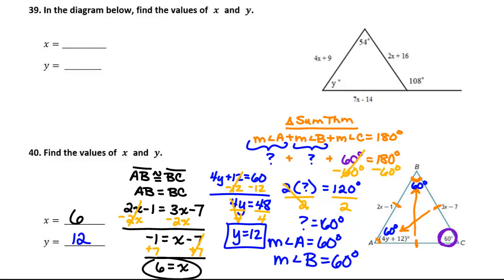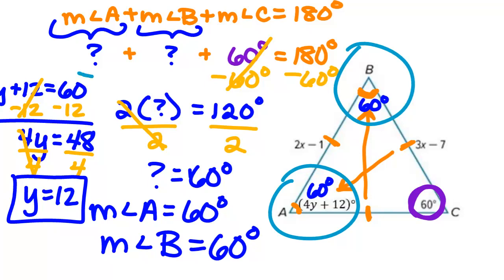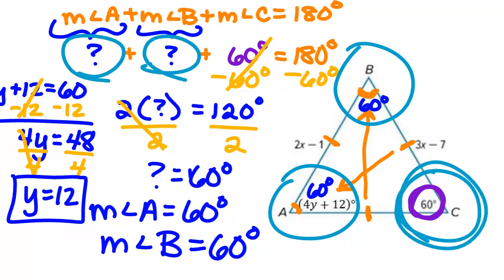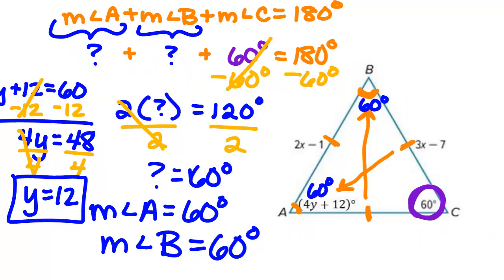Why I said equal to 60: because remember, we said that angles A and B had to be the same size. So we put question marks in for those. And then I knew that this angle down here was 60 degrees. So then I subtracted that from both sides, and I divided it by 2 because those 2 angles had to be the same size. That's how I figured out it had to be 60. And so I could take the 4y plus 12 and set it equal to 60 degrees.